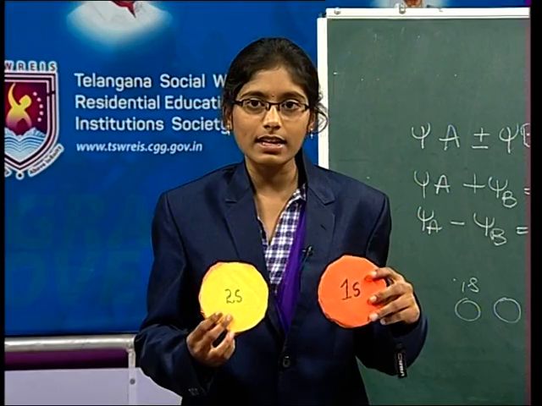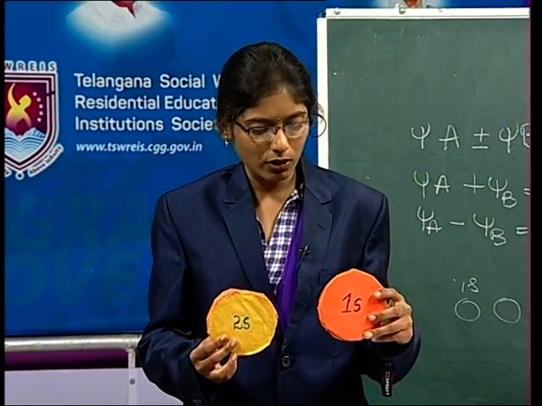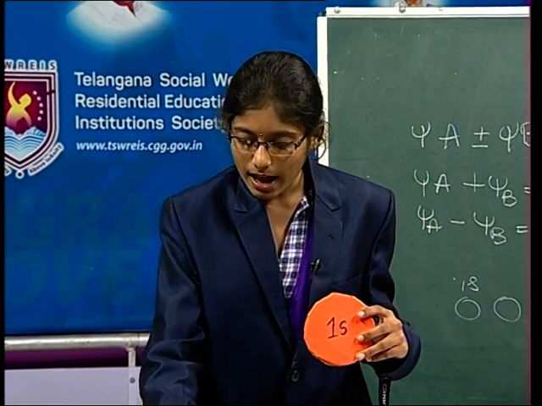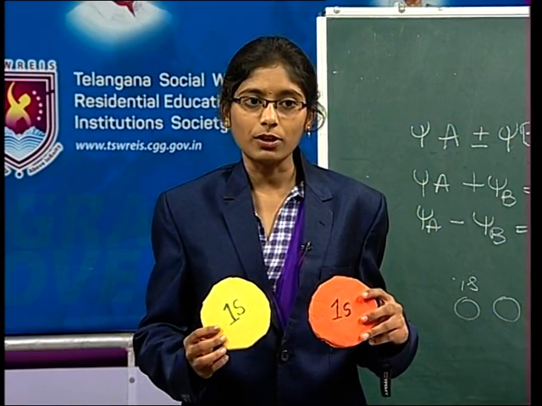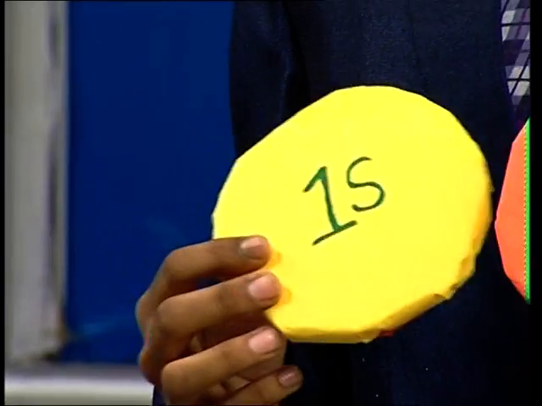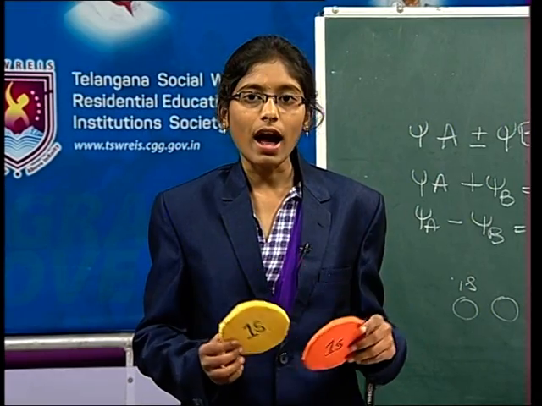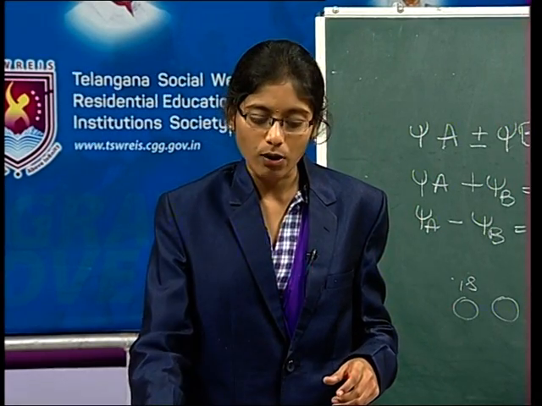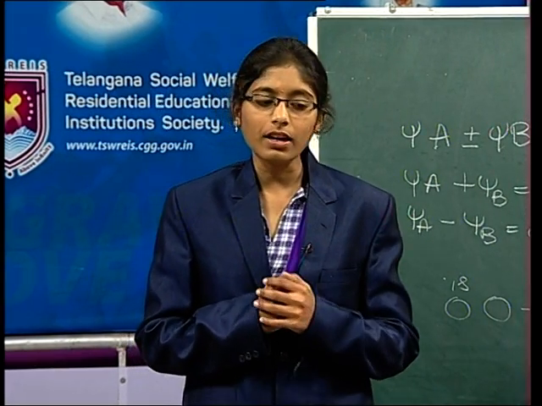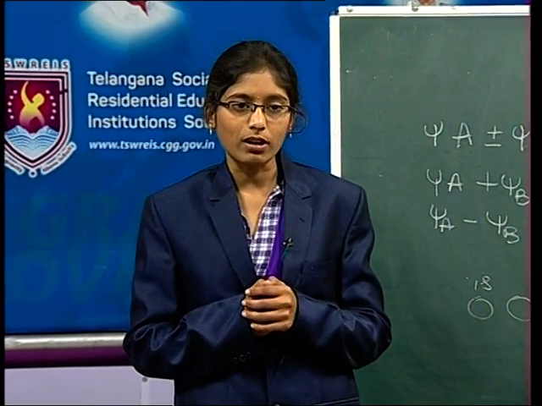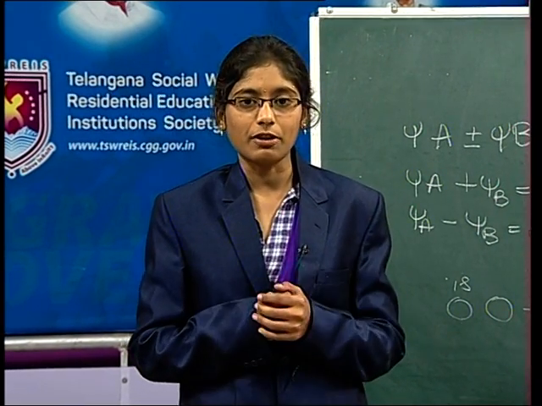So, due to this energy difference, these two atomic orbitals do not combine, and this 1s orbital only combines with another 1s orbital because of their comparable energy. So, atomic orbitals combining must have the same or nearly the same energy. The other condition for combining atomic orbitals is that they must have the same symmetry.